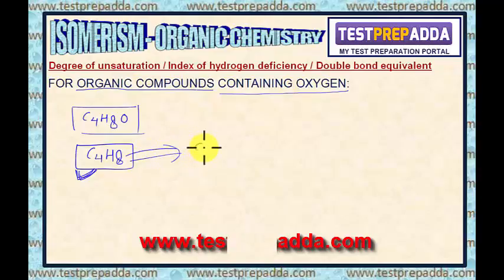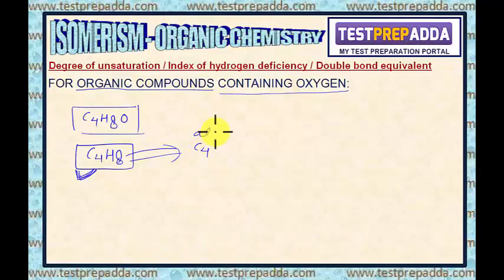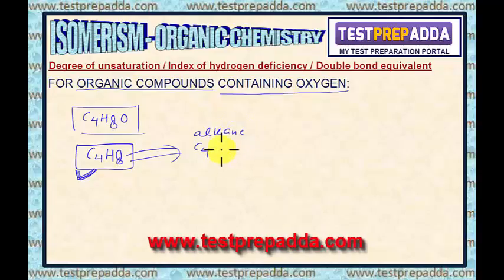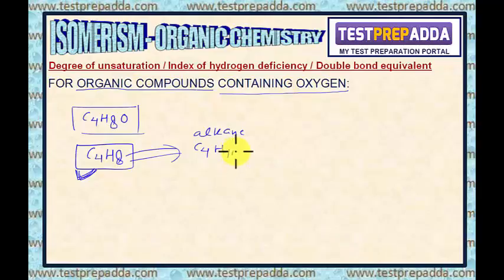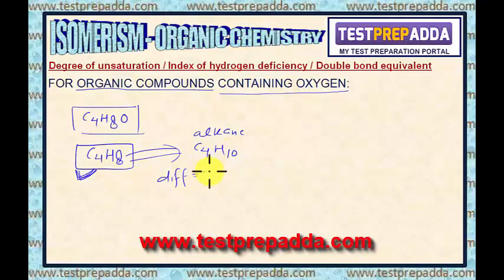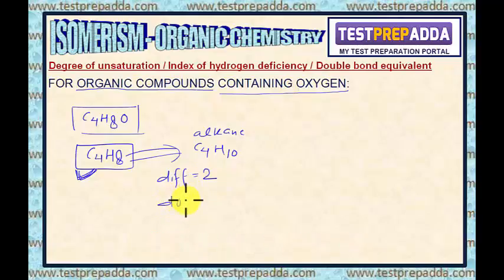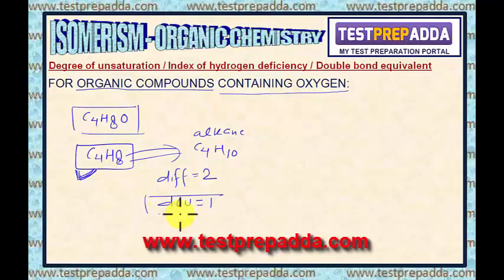Now here, if I write the corresponding alkane, that will help you in finding the degree of unsaturation. C4H10. What is the difference? 2. The difference is of 2 hydrogen atoms. That is why the degree of unsaturation will be 1.